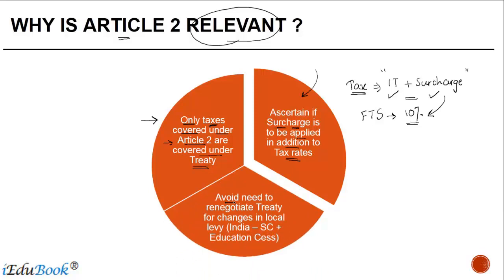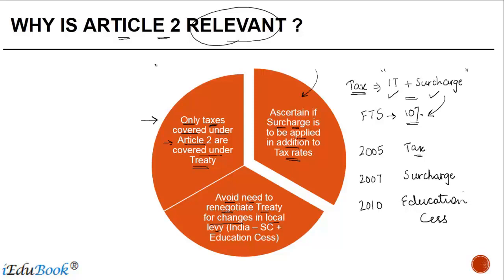The third one is it avoids the need to renegotiate the treaty for changes in local levies. Now think of a situation where India, or any country for that matter, to start with in 2005 had only income taxes. In 2007 it levied income tax, but it said that this is a surcharge I am levying. In 2010 it applied an education cess, right? Now if the definition of tax in Article 2 was not there, then every time a new tax is levied by the source country, India in my example, there will be a need to revise the treaty. Otherwise, any surcharge or education cess which is paid in India, let's say by a US tax resident, will not be creditable in the US because the treaty will not contain that provision.